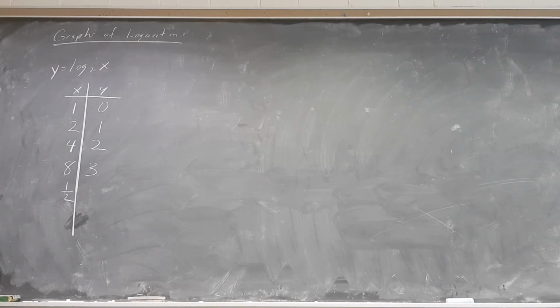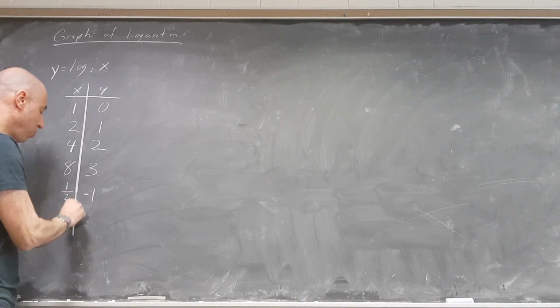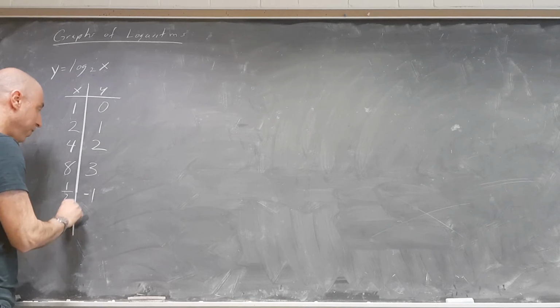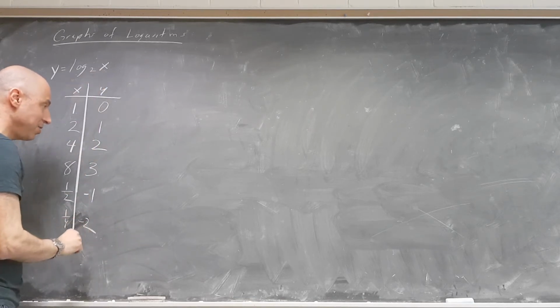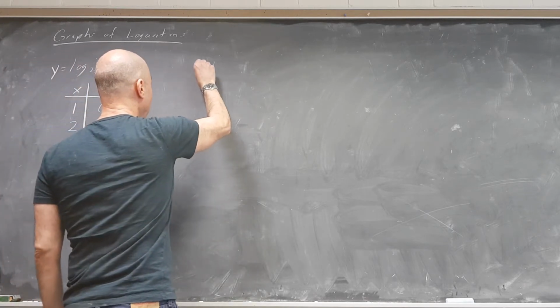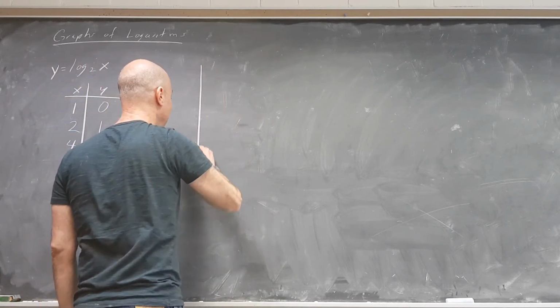We did lots of this last week. You raise it to the power -1. And if I put a quarter in for x, what power do you raise 2 to get a quarter? We raise it to the power -2. Let's plot those points and see if we can sketch ourselves a picture.